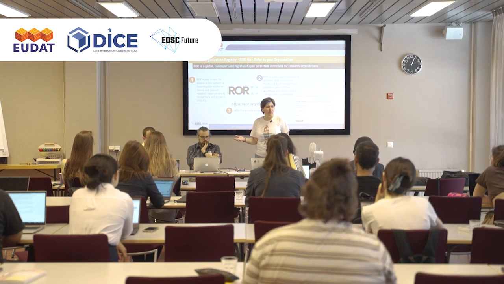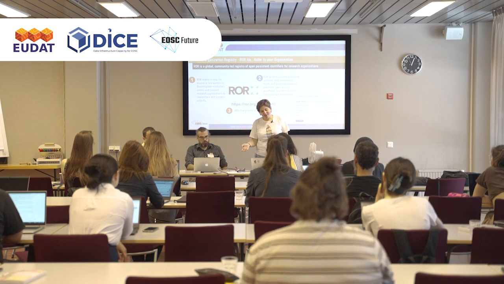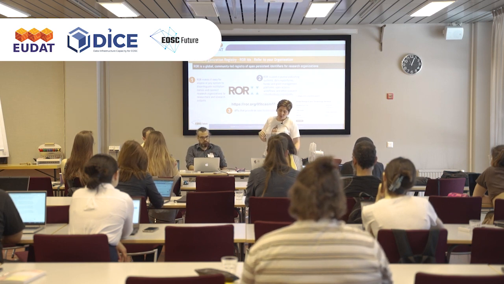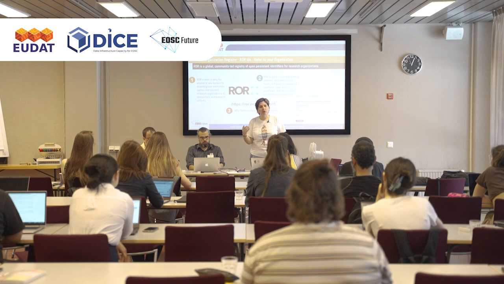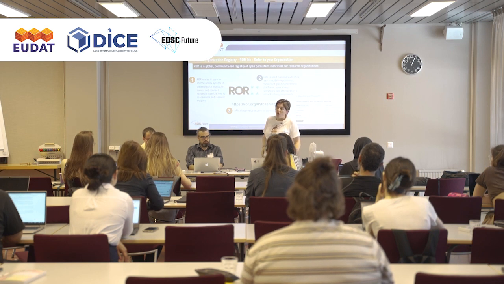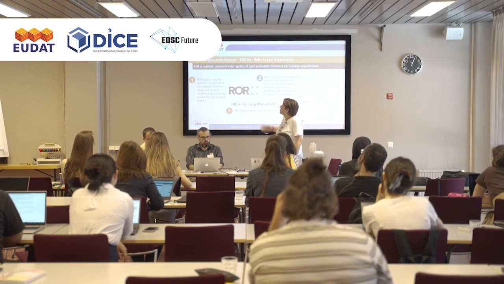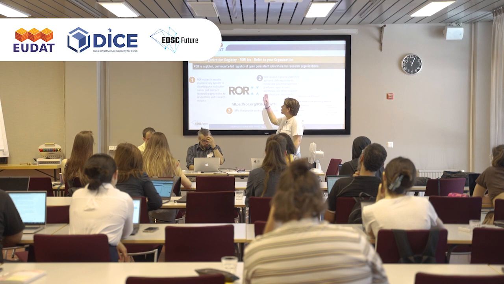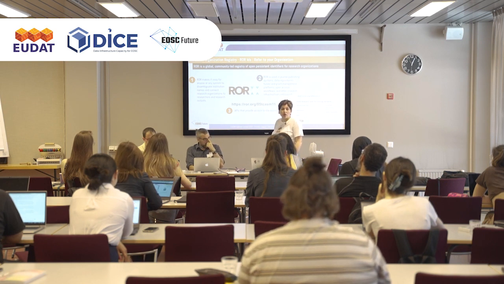They change their names sometimes. They merge, they split, they shut down. So all this information has to be depicted somewhere so that you know what is happening now for this organization. One type of persistent identifier that is used for organizations is the Research Organization Registry, known as ROR ID.